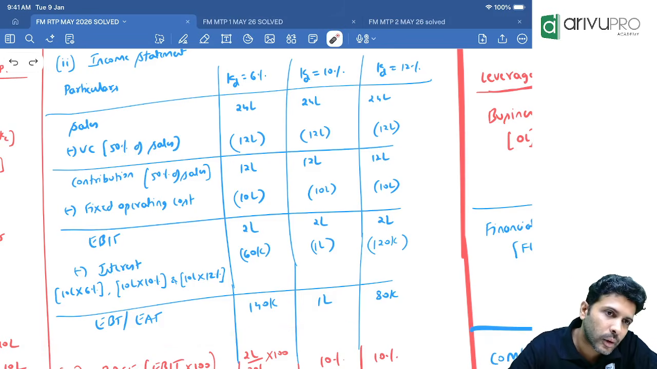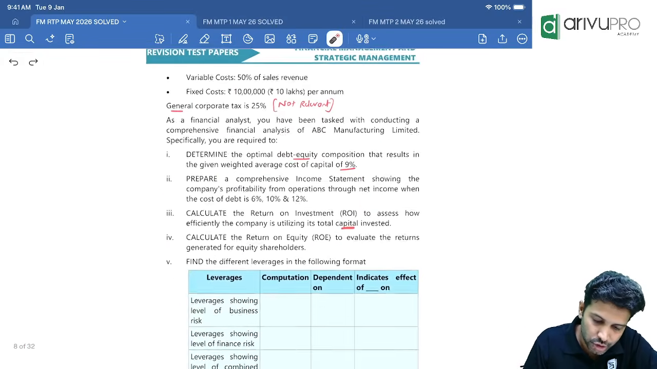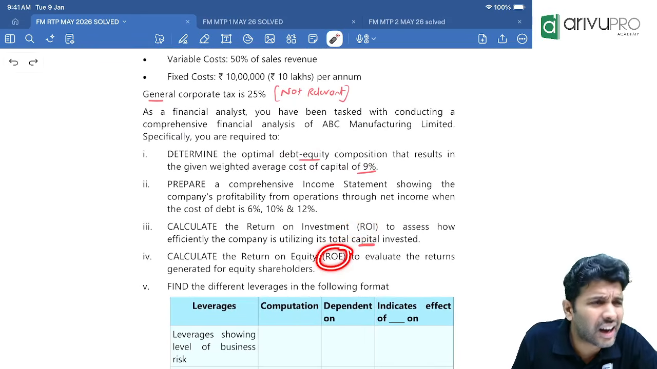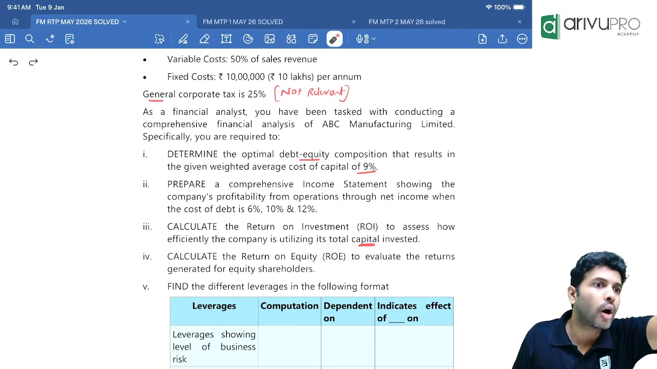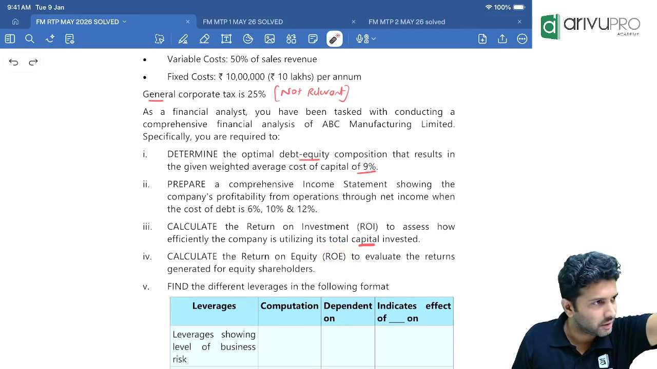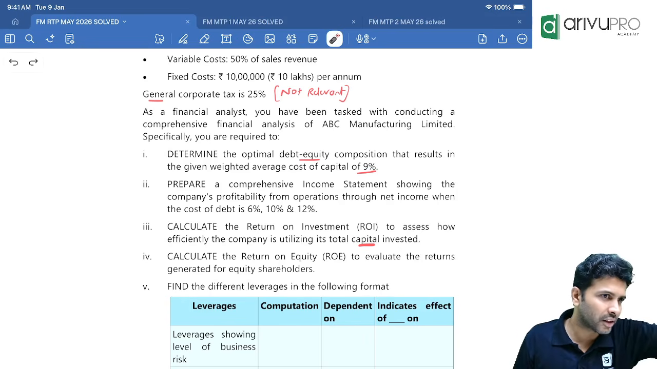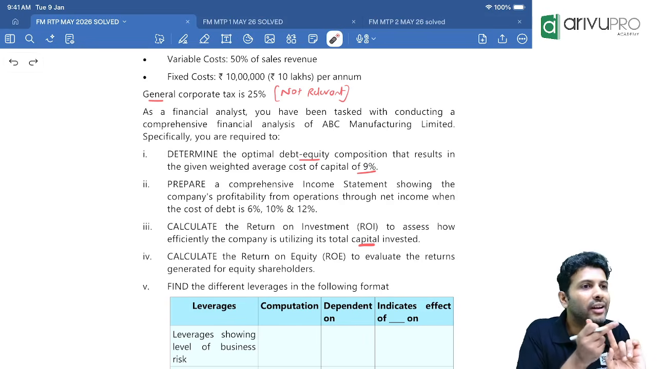Can we read the third requirement? Yes, sir. Okay, next: calculate ROI. And here they have also asked ROE. So return on investment can be ROCE or ROA, right? It can be ROA also, but asset information is not given. There are 3 return on investment measures, no? ROCE, ROA. Yeah, asset information is not given. So we can only calculate ROCE and ROE.